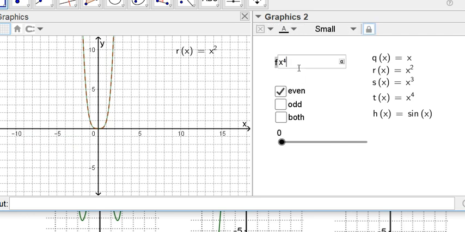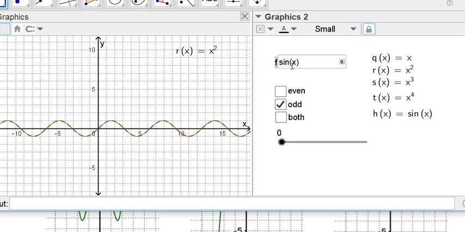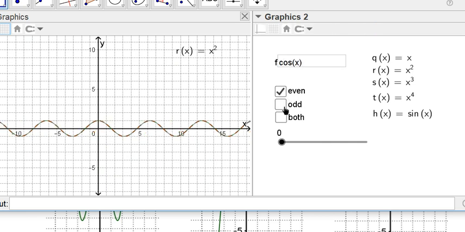Okay, and then what about sine? Is it even? Nope. See, it's not mapping onto itself. But sine is odd. What about cosine? Not odd, but it is even.